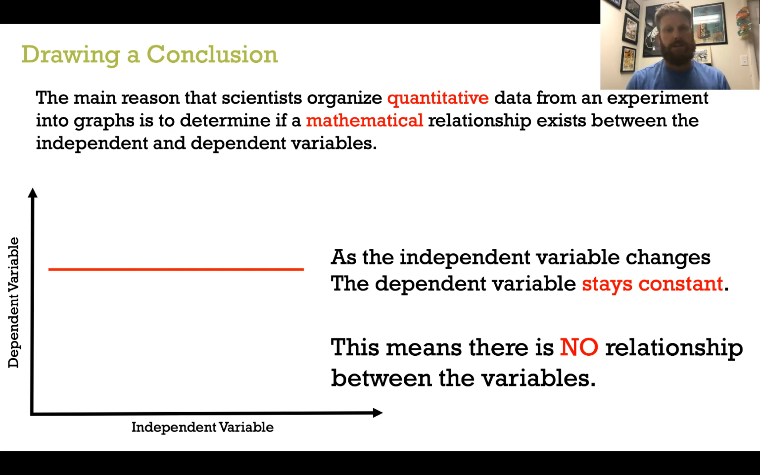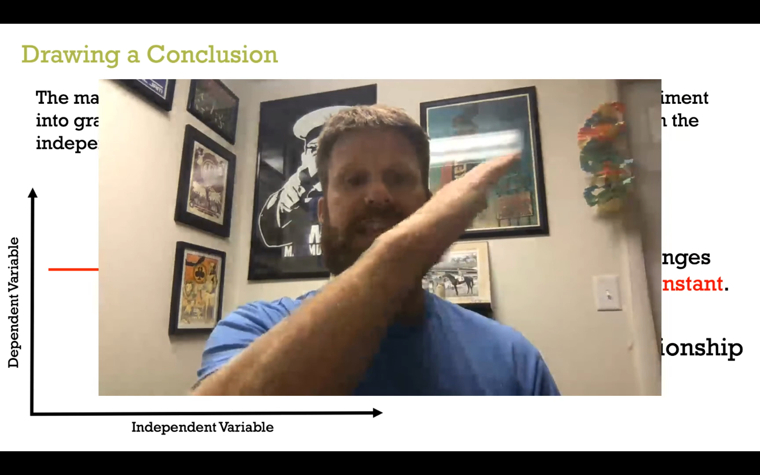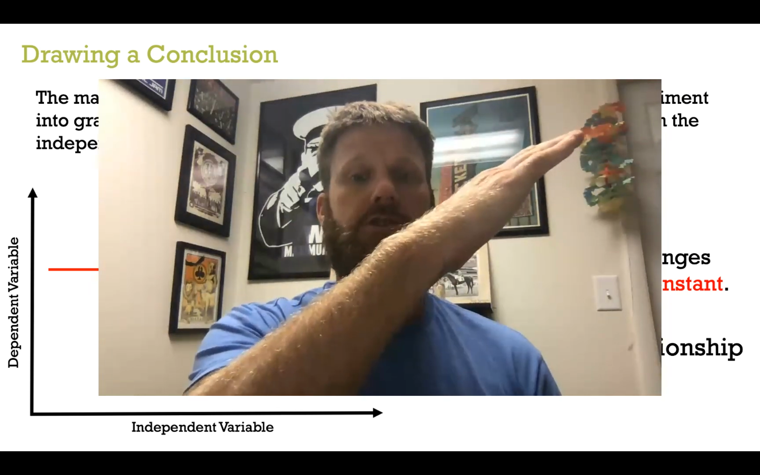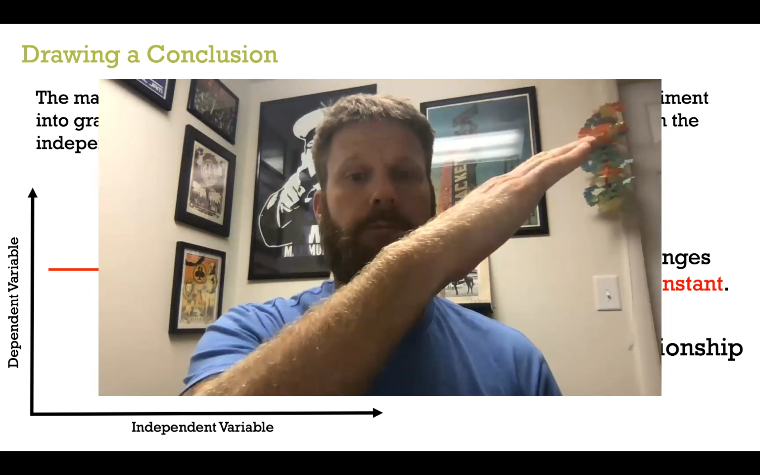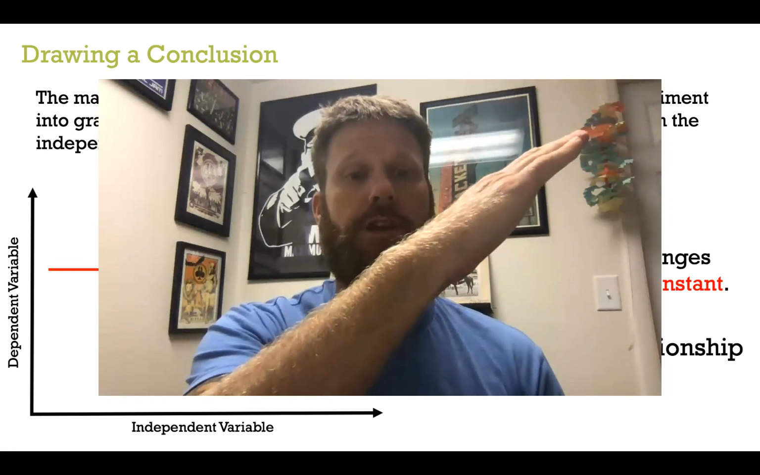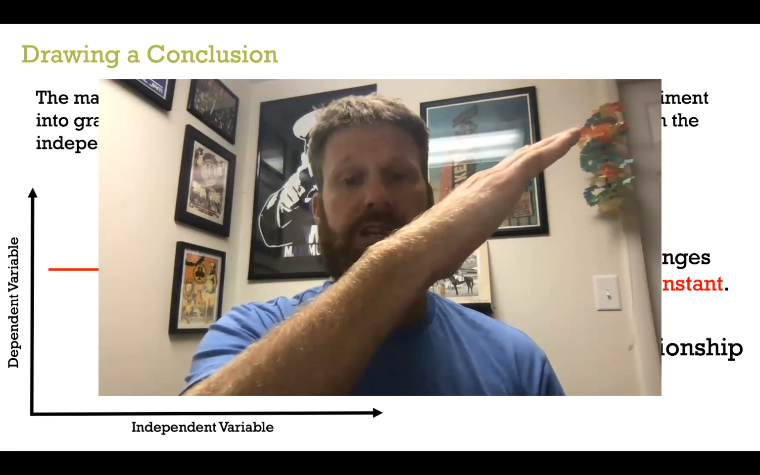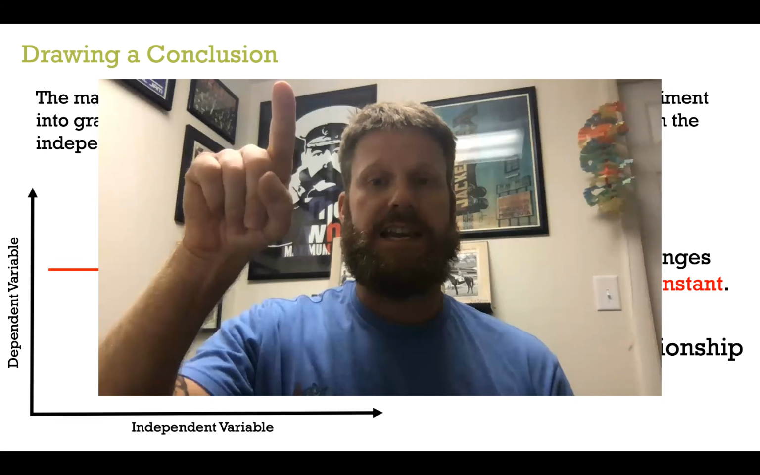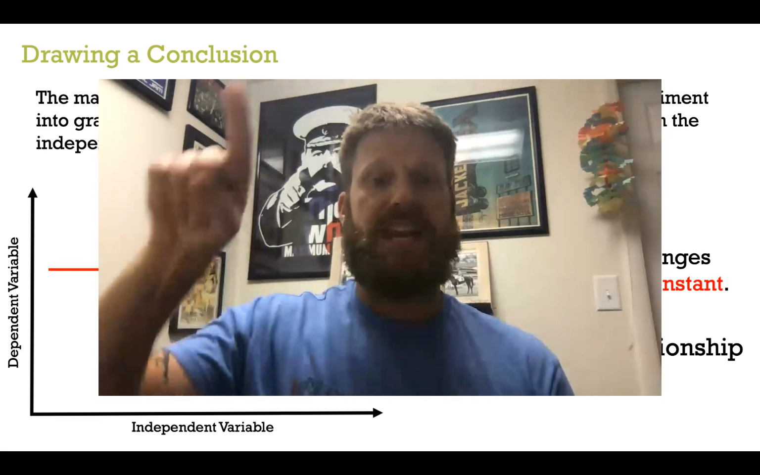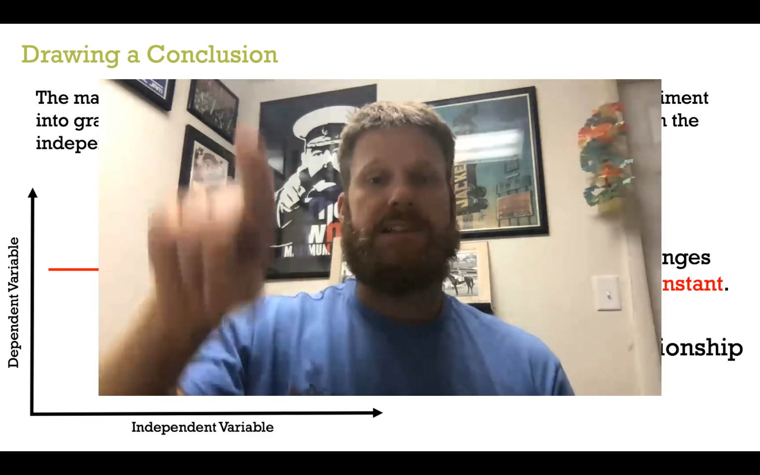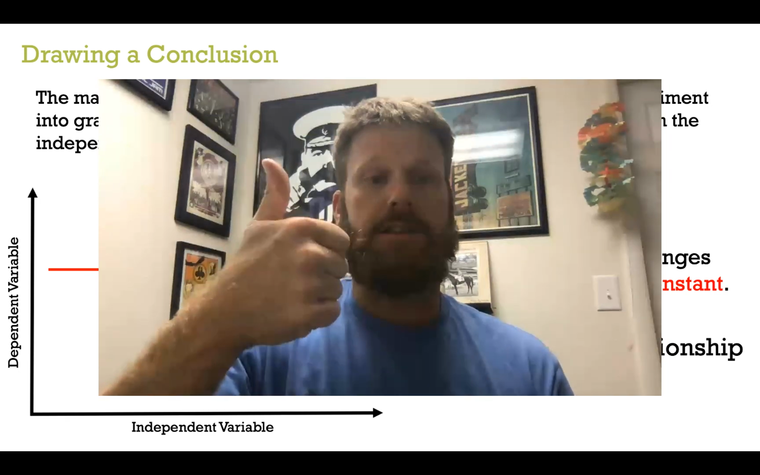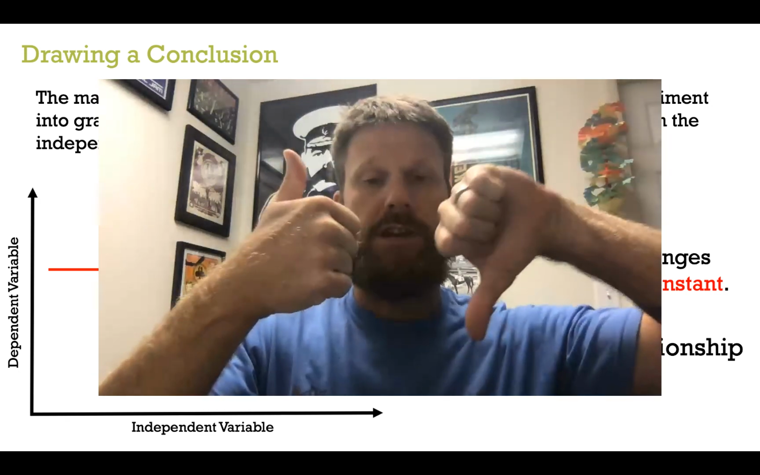To summarize, a graph of dependent variable versus independent variable that looks like this means a direct relationship exists between the variables. If one of the variables increases, the other variable increases. A graph that looks like this means an inverse relationship. As the manipulated variable increases, the responding variable decreases.